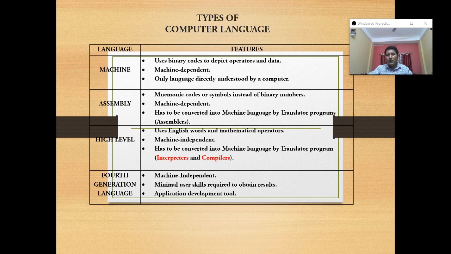Here is a small summary about the types of computer languages: machine code, assembly language, high level language and fourth generation language. In this tutorial you have learned about the types of languages, their advantages, their disadvantages, and the difference between the compiler and interpreter.